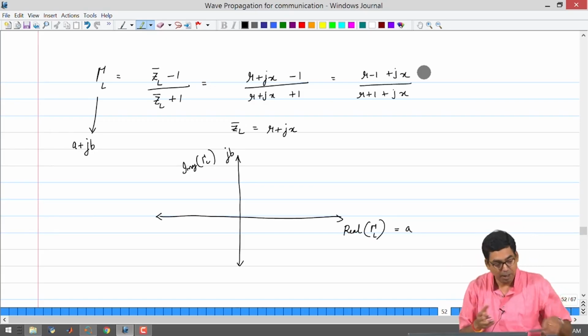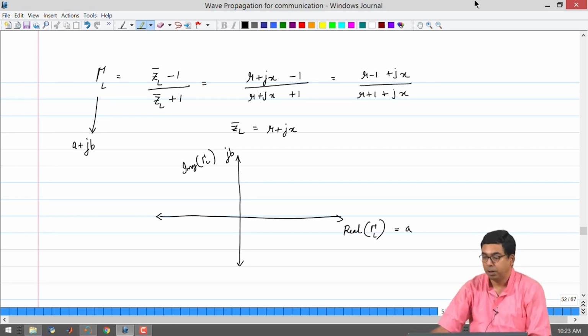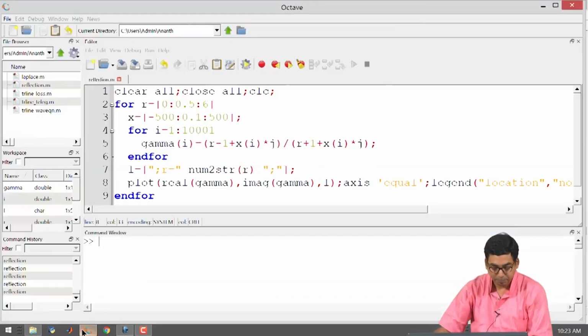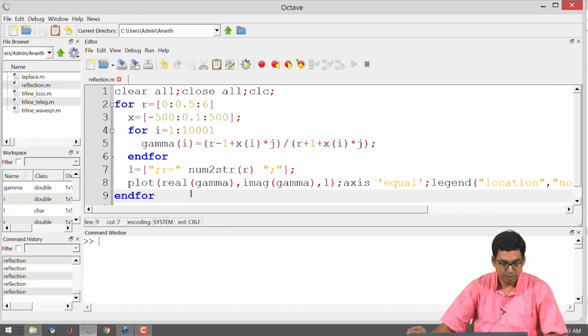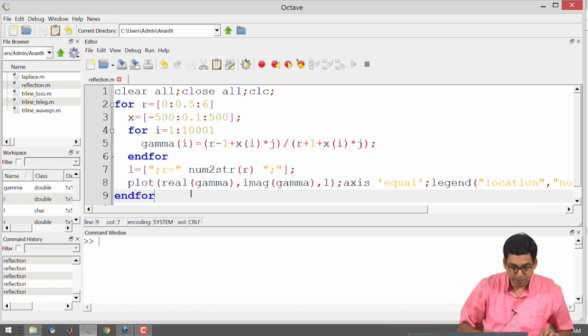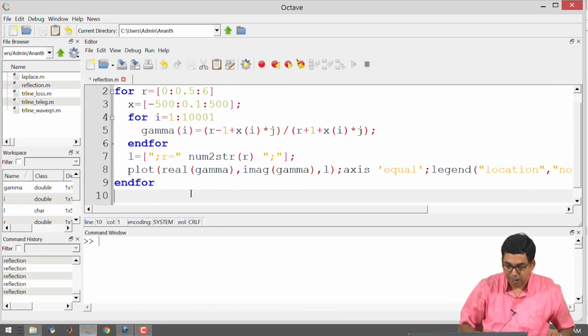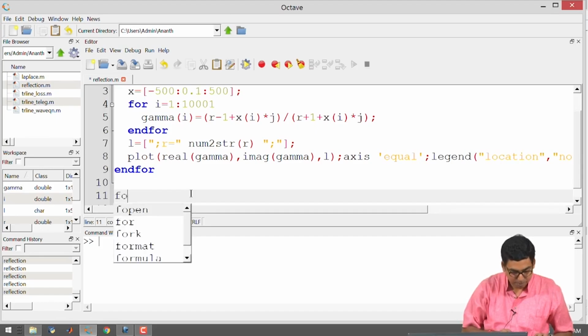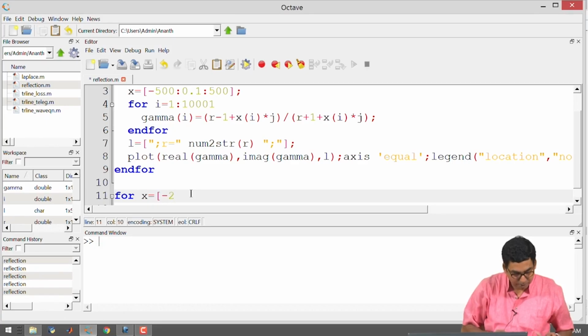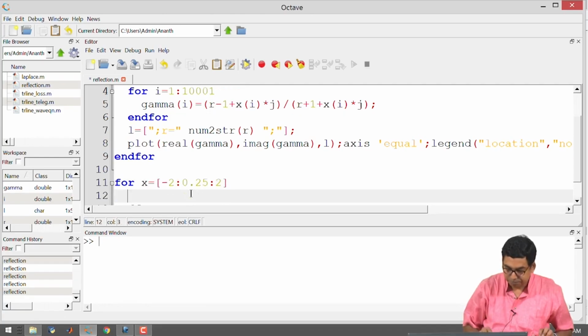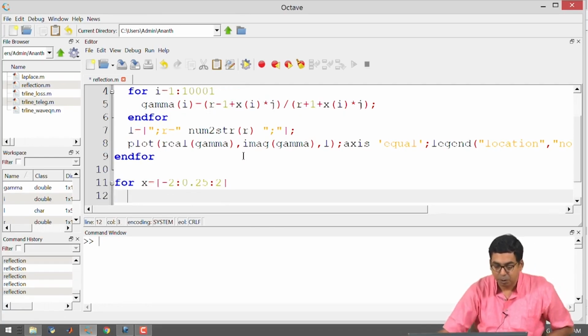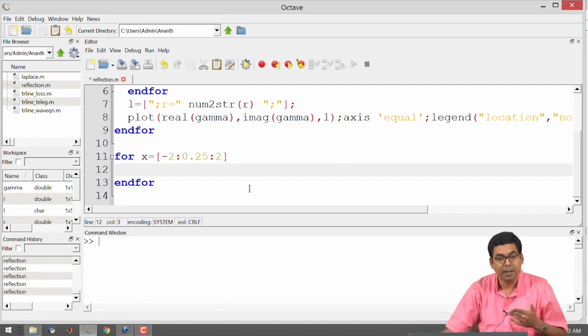Okay. Now, I would like to do a similar thing for the imaginary part. Right. So, I am going to go back to the program, and I am going to keep this a little clean. So, I am going to write another for loop. I am going to say for x going from say minus 2.25 to 2. Okay. So, I want to vary x from minus 2 to 2.